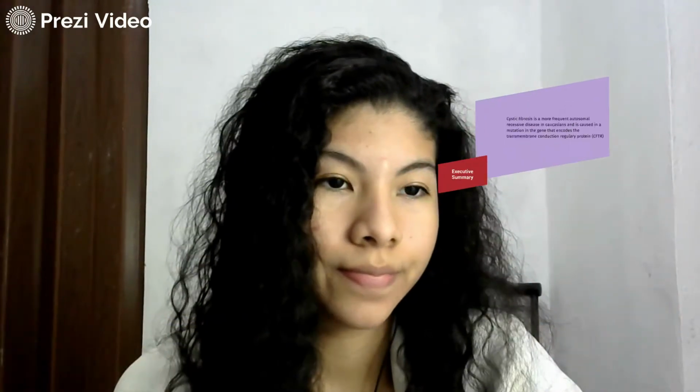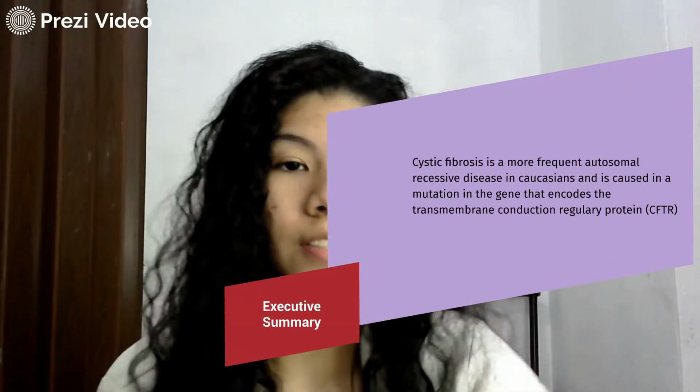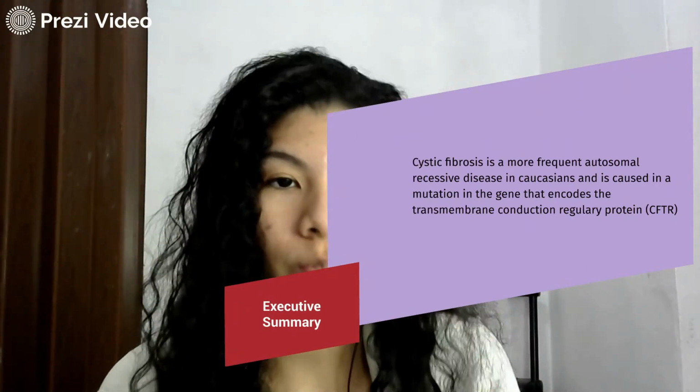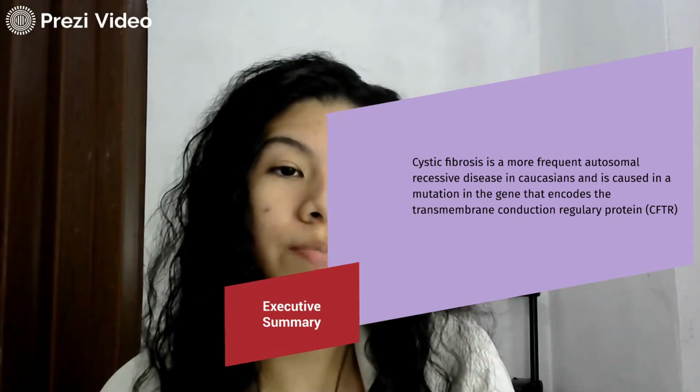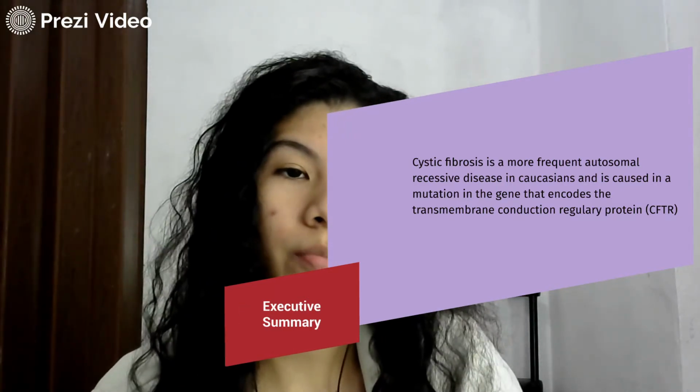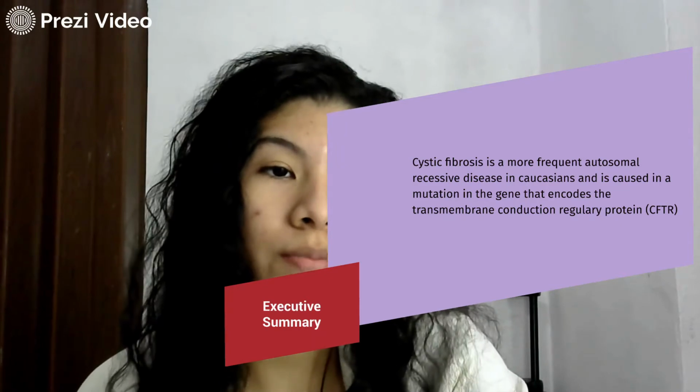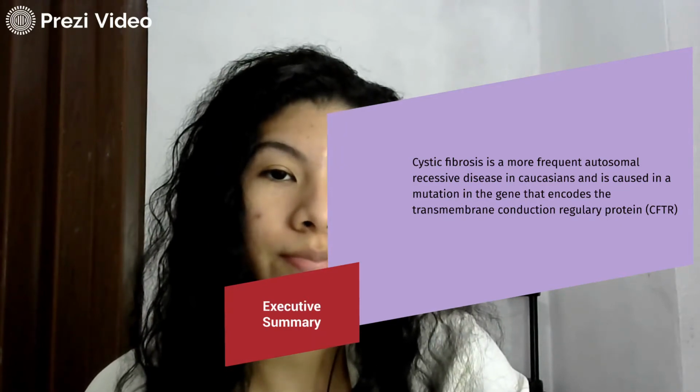I am talking about the triple CFTR modulation therapy for cystic fibrosis. Definition: Cystic fibrosis is a frequently autosomal recessive disease caused by a mutation in the gene that encodes the cystic fibrosis transmembrane conductance regulator protein, CFTR.